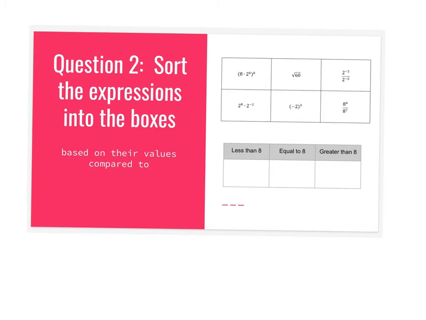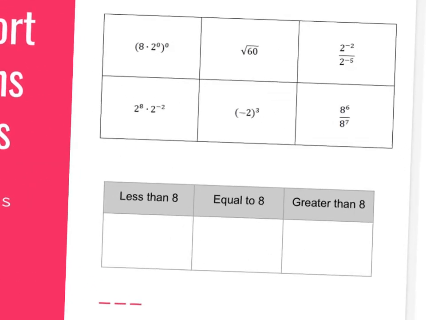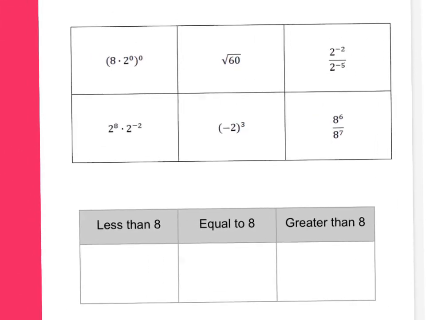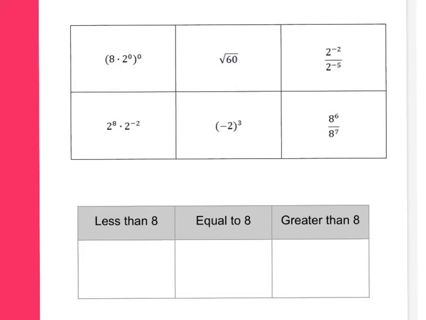Okay, question number 2. It says sort the expressions into the boxes. We're going to have to simplify those exponents, and then we're going to have to put them into the correct bins. I'm going to tell you that this problem, number 2, is worth 1 point for each one. The bins is worth 3 points total, so it's a half a point for each one. Okay, so let's look at this top problem here. We'll say this is number 1.